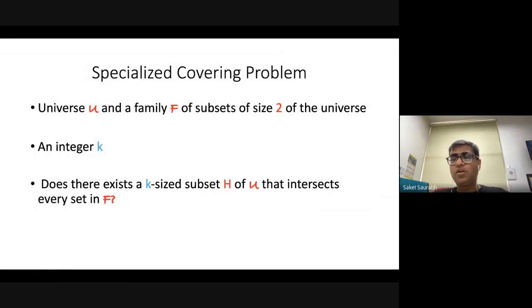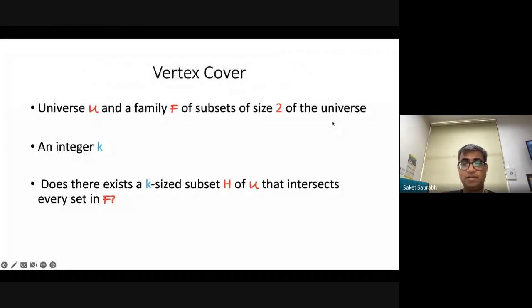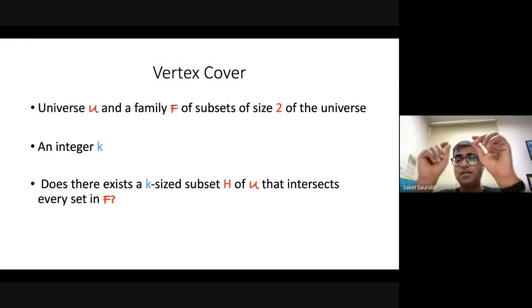Where now I'm not talking about any arbitrary family of subsets, but a family of subsets of size 2 of the universe, right? That looks like a very simple case. If it is size 1, you will think that it's something very simple and trivial. And this is basically vertex cover. So if you specialize your abstract covering problem, where the family consists of subsets of size 2 of the universe, then this leads to what is known as the vertex cover problem in graphs.